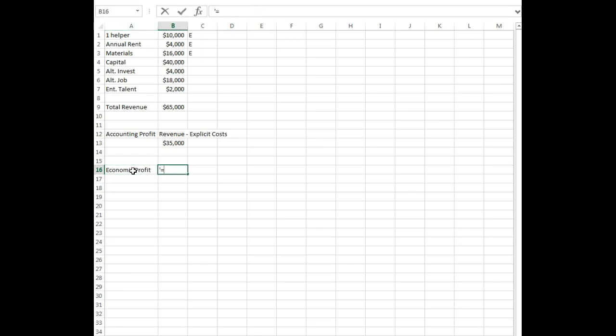Now, what's our economic profit? Well, this is simply equal to our revenue minus our explicit costs, minus our implicit costs. In this case, our alternate investment, our foregone interest, is an implicit cost. Our foregone salary is an implicit cost. And our wasted entrepreneurial talent is an implicit cost as well. So, simply put, the revenue minus our explicit cost, which is our accounting profit, is this $35,000. And now we're going to take out our implicit costs. Our economic profit is $11,000.